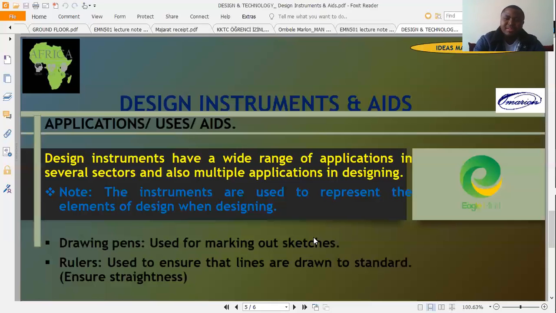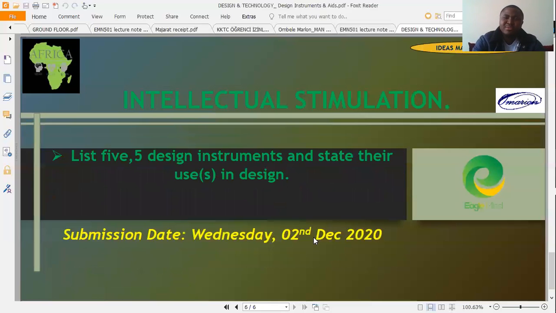So there's a basic exercise that we expect you guys to handle after this. Just in the comment section below, list 5 design instruments and state their uses in design.